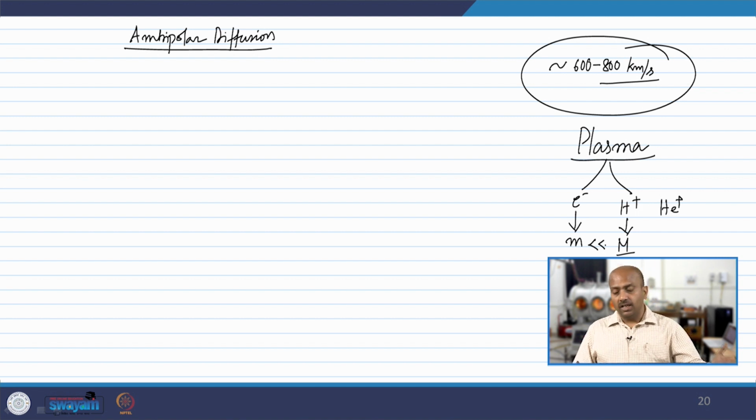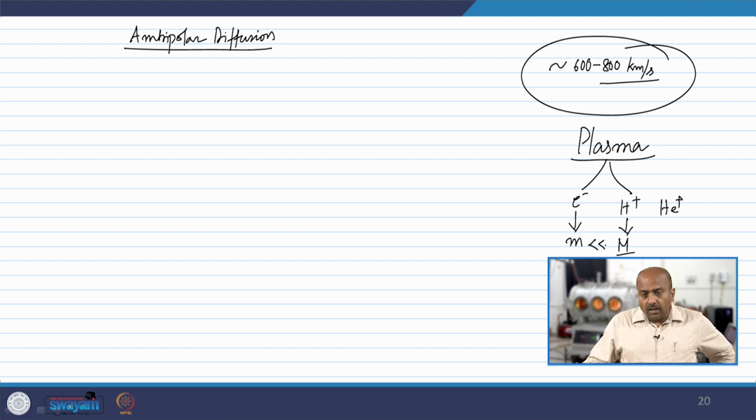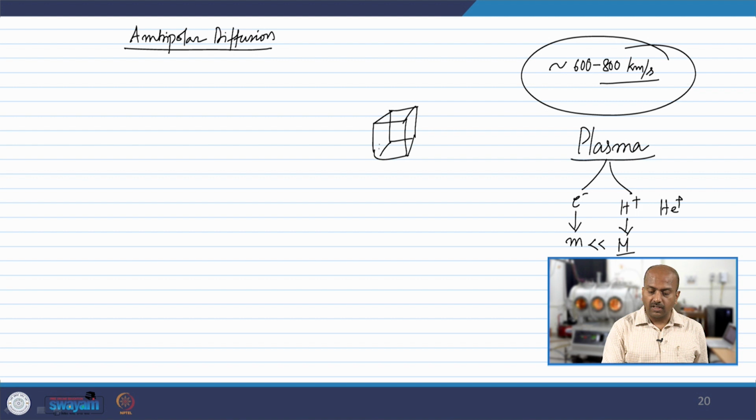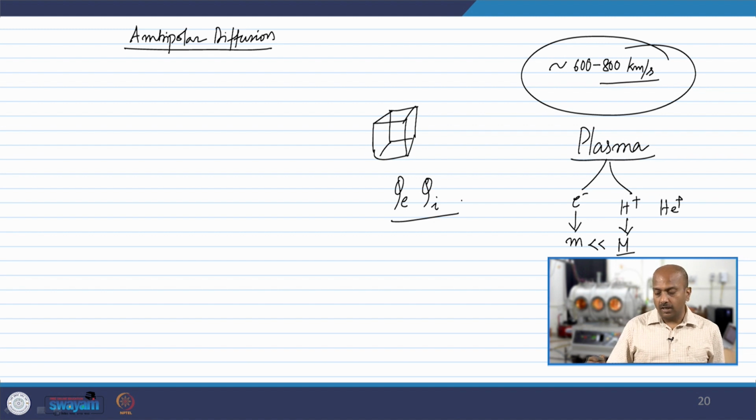But what you see at the end is that when you take plasma, both the electrons and ions are traveling at the same speed. There is no difference. So, the solar wind plasma, if you take a unit volume of solar wind plasma, you will realize that all the constituents inside the solar wind plasma are traveling at the same speed. That means, the flux of electrons and the flux of ions is the same, right.